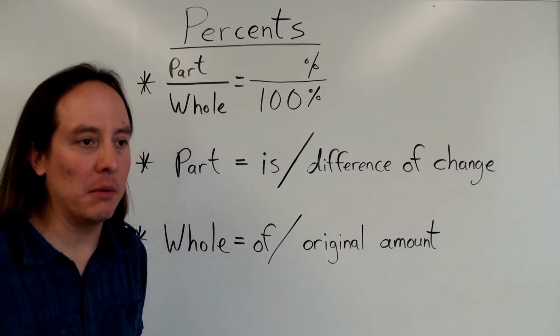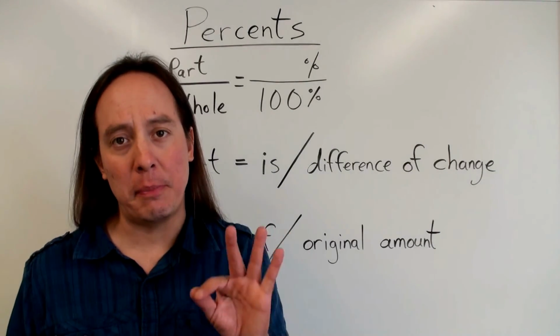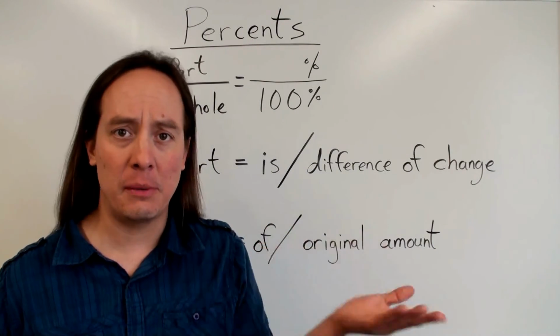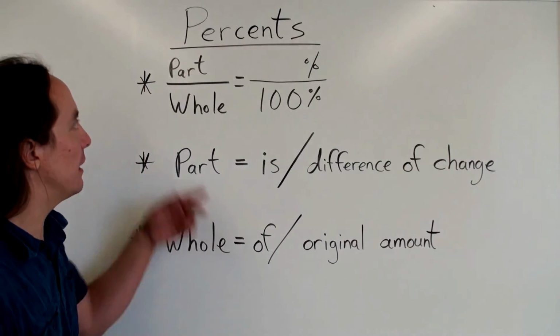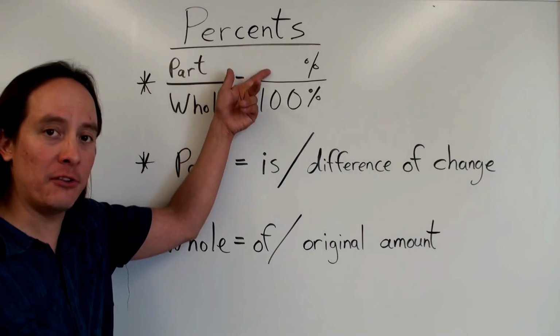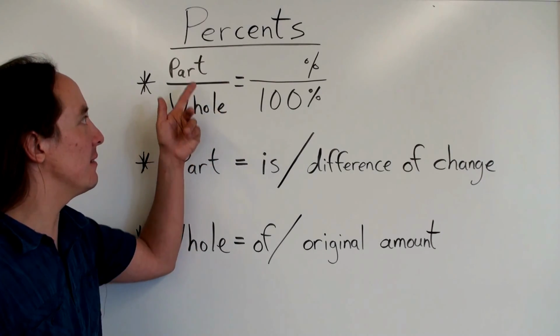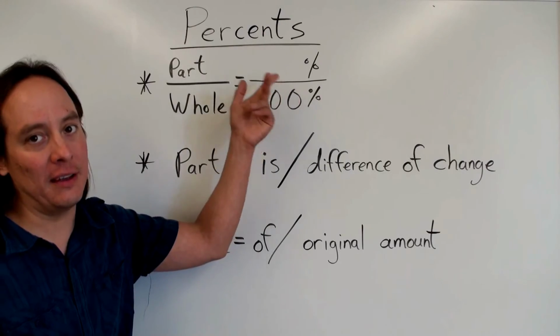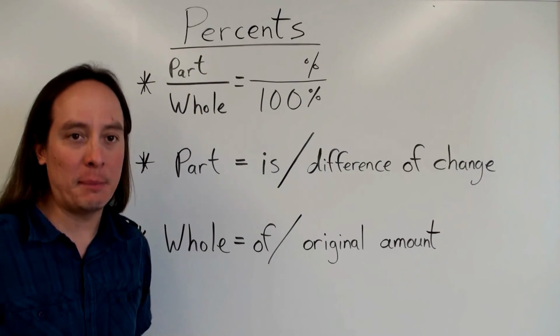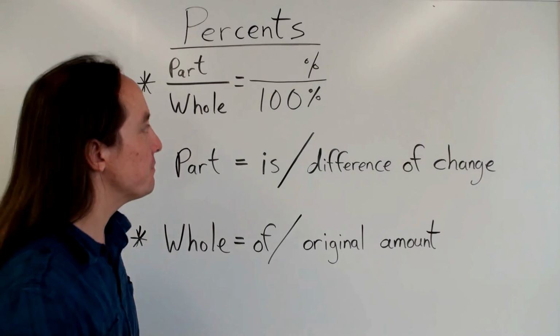Now in a percent problem, they're going to give us two of those three pieces of information. They could give us the part and the whole and ask us for the percent, or they can give us the part and the percent and ask us for the whole, or they can give us the whole and the percent and ask us for the part. It just depends on the question, right?